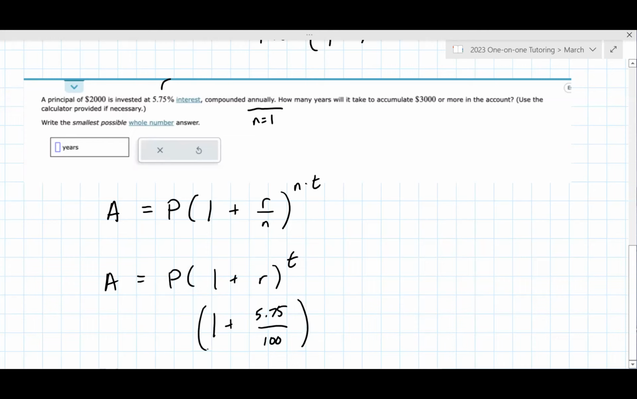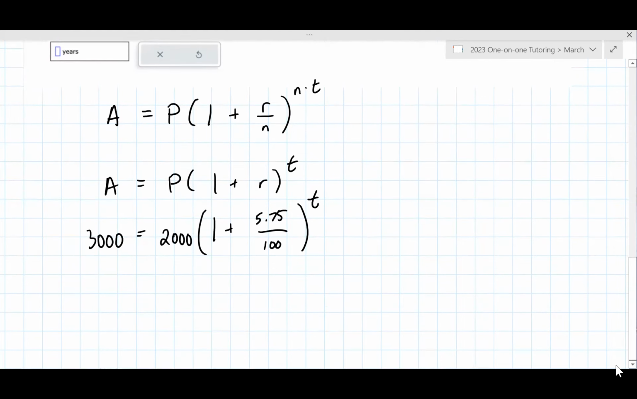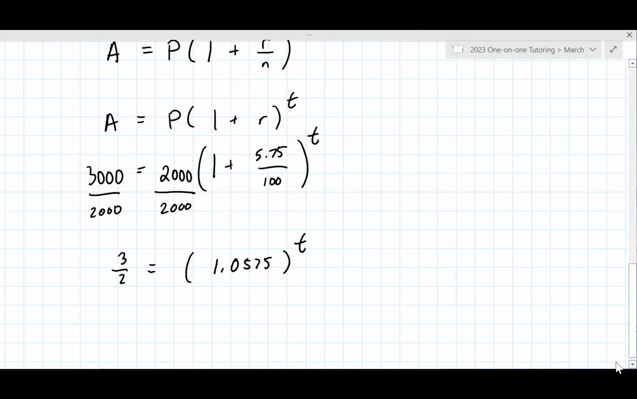The amount you're starting with is 2,000. And you're trying to get to 3,000, to the power of t. Now this is where the logarithms come into play. Is this setup okay? Yeah, this is familiar. All right, so we're going to divide both sides by 2,000. So it becomes 3 over 2, or 1.5, equals, now the part inside parentheses is going to be 1.0575 to the power of t. That's just simplifying inside there.